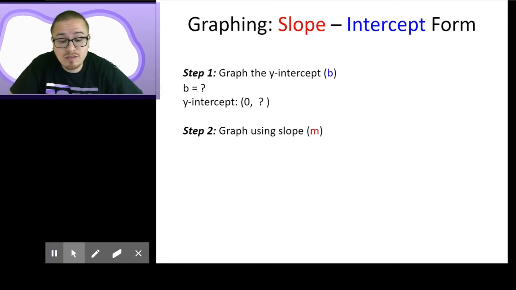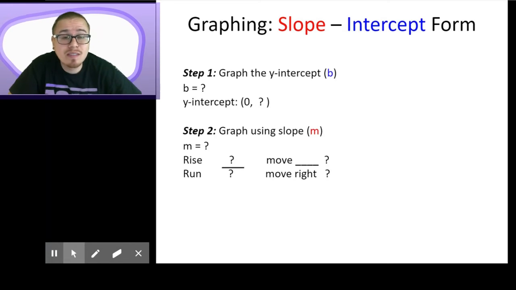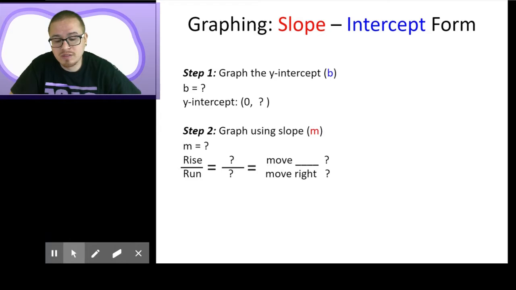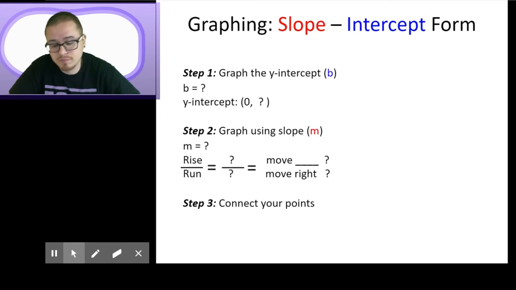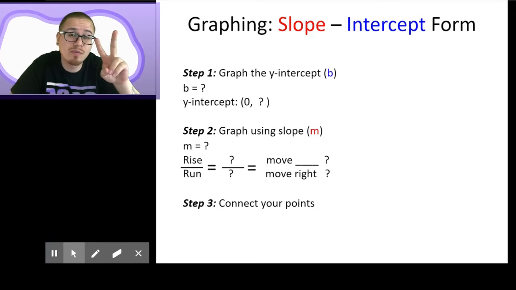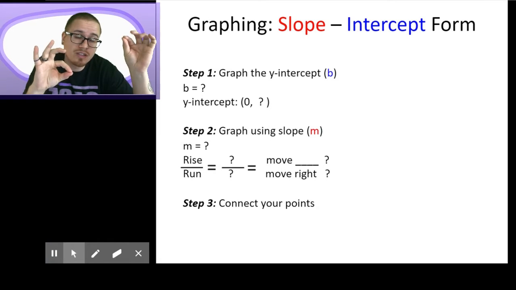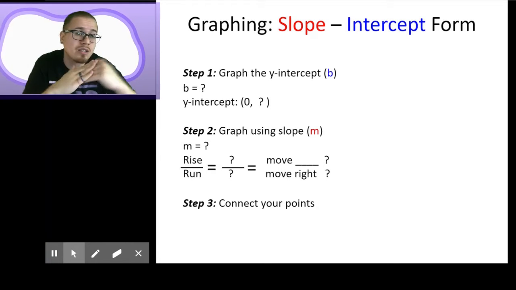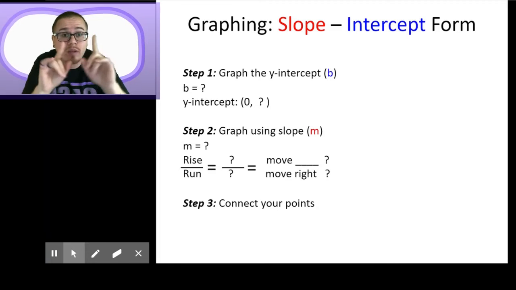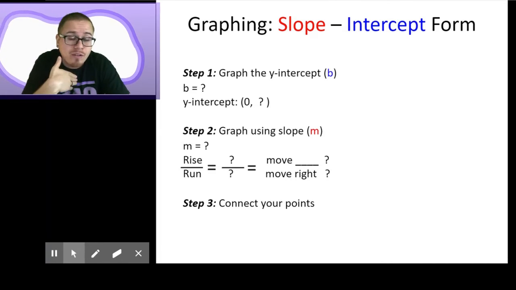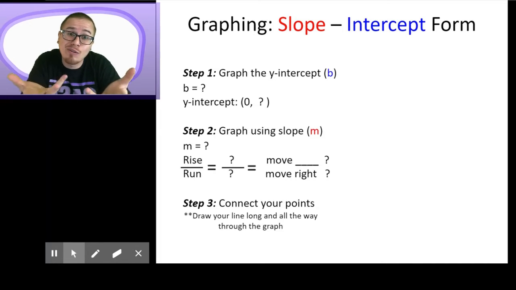And then you graph using slope. Slope tells you the direction and steepness of your line. So it's going to tell you how much to go up or down, and then how much to go to the right. And then connect your points. You need at least 2 points. You get a straight edge, a ruler, something. Extend that line out. We don't want no T-Rex graphs. Arrows on the end because the lines go on forever. Sadly, your relationships don't.